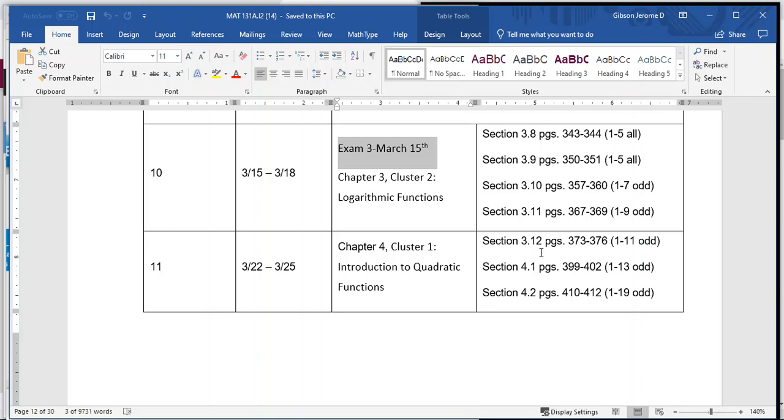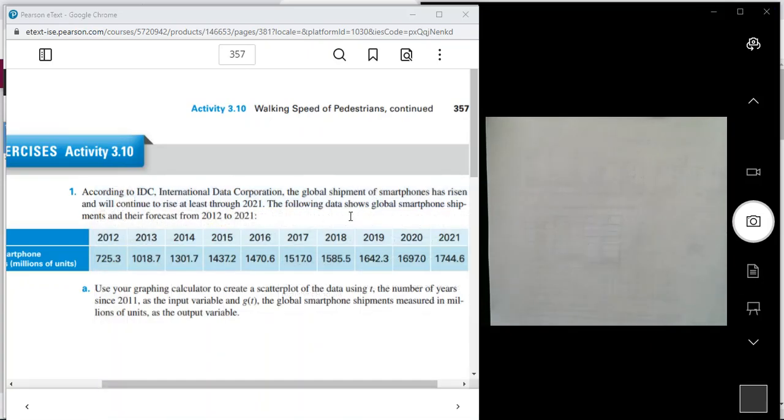Okay, now let's put away this syllabus. Then we're going to go to page 357 for 3.10. Okay, now it says, according to IDC, the International Data Corporation, the global shipment of smartphones has risen and will continue to rise at least through 2021. The following data shows global smartphone shipments and their forecast from 2012 to 2021.